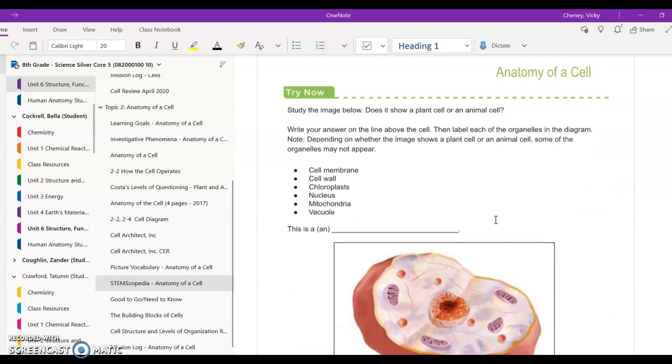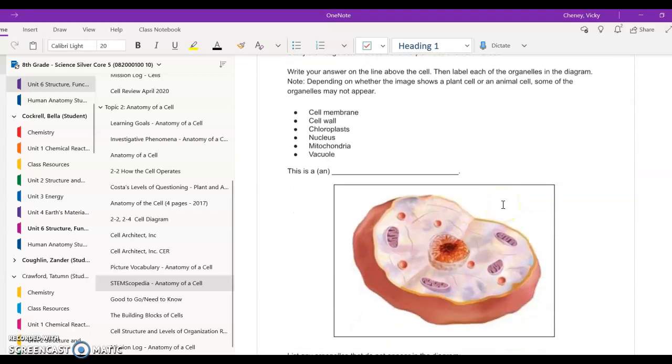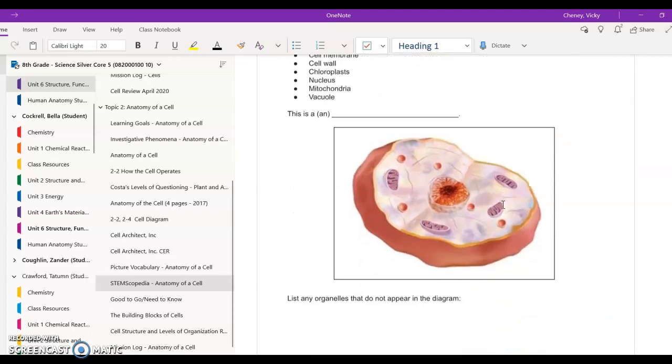Down below here, it says you can study the image below and you can try to pick out the different organelles. This is important because on your quiz, you are going to have to be able to locate a couple of the organelles.